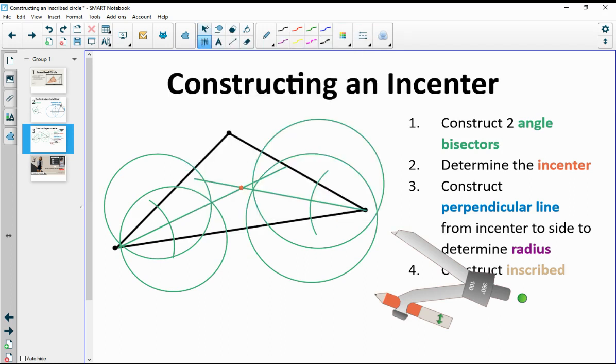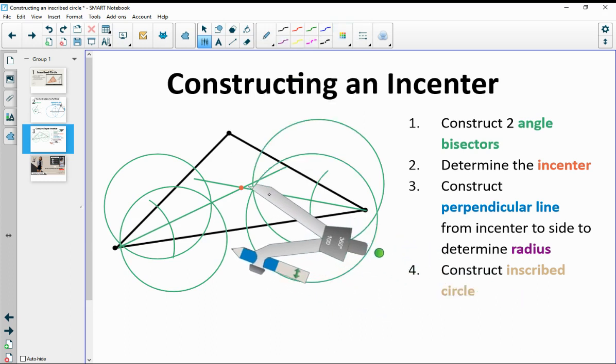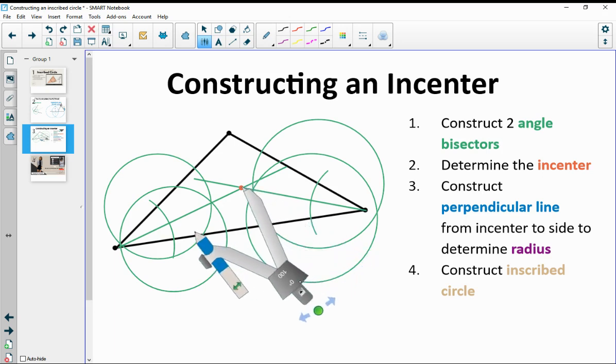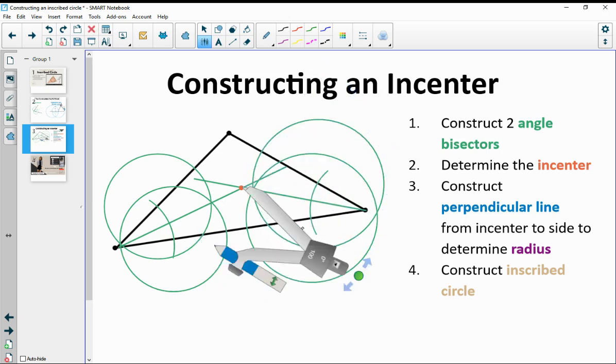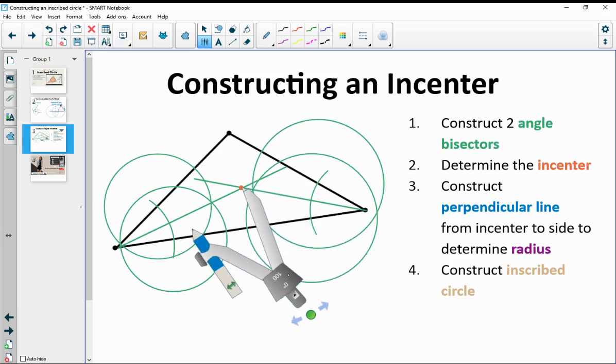And this is going to be the point that's equidistant from all the sides. But remember, the distance to a side is the perpendicular segment. So we can't just eyeball that. So we're going to actually construct the perpendicular line. So this is where we're going to do an arc through a side, and you can do any side you want. So if you want to do it through this side or through this side or through this side, just pick one. It doesn't matter.